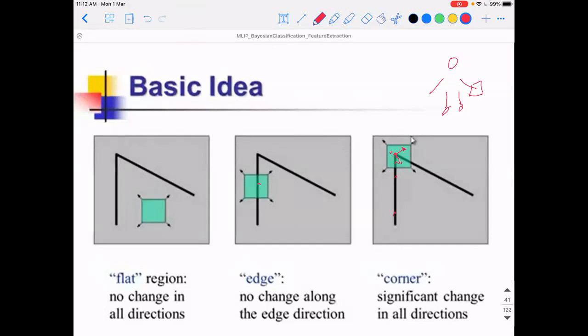Now the next question is, around that point, what should we look for? What kind of feature should we look for? That is the next question.